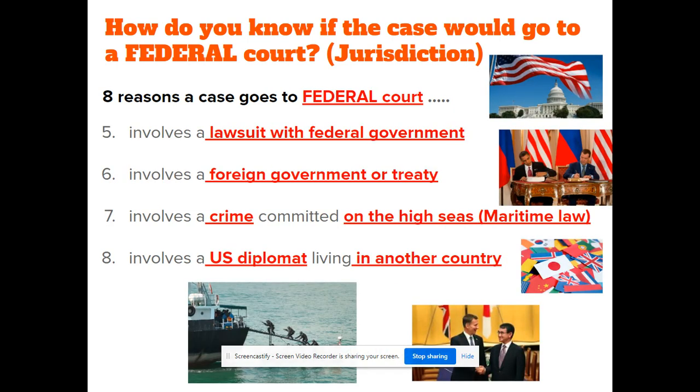A few other ones: if there's a lawsuit between a company or a person and the United States government, federal court. If something takes place on the high seas, again, that would be in federal court. And the last one, let's say the U.S. ambassador to France commits a crime or is charged with committing a crime, that would also go to federal court.